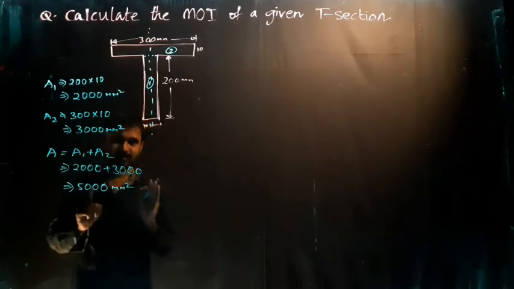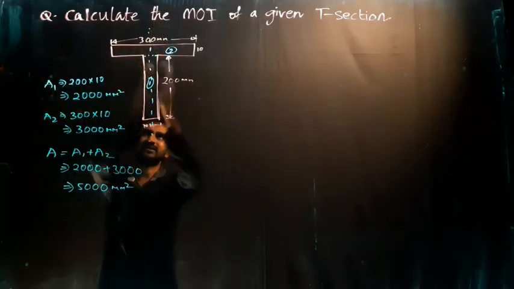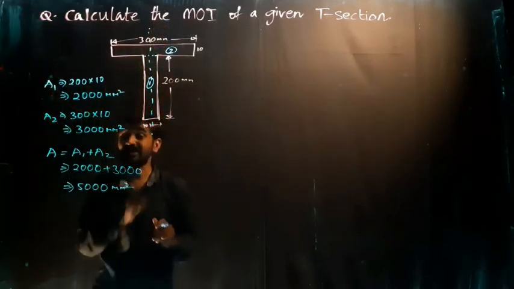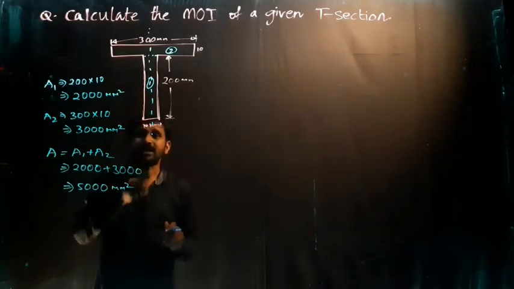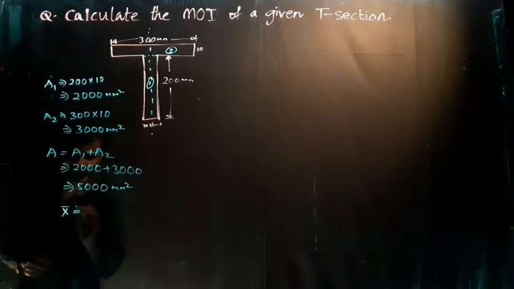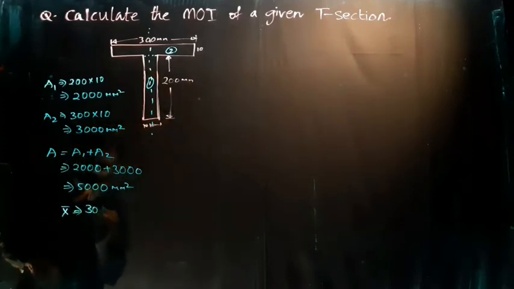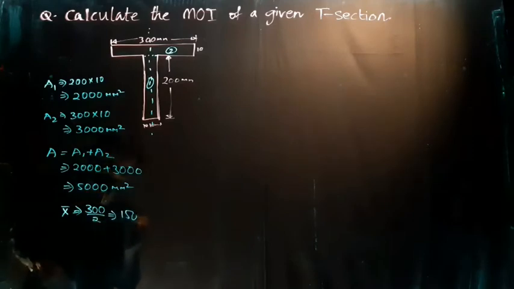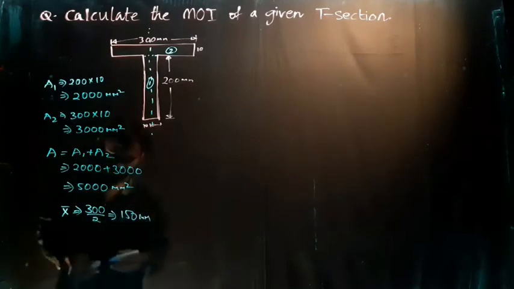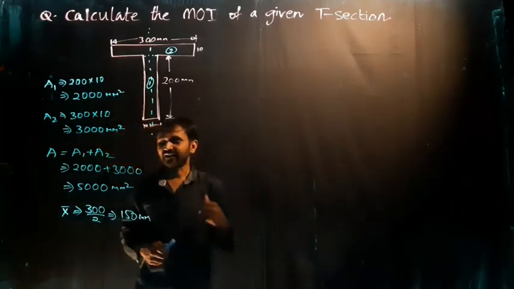Now I want x bar, right? So I am dividing the section in the y direction. When I divide, it is divided into two equal parts. So it is a symmetrical section about the x axis. Therefore I can write x bar directly. X bar is equal to 300 by 2. This is equal to 150 mm. So I got x bar here, that is 150 mm.